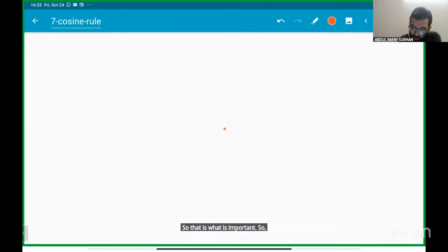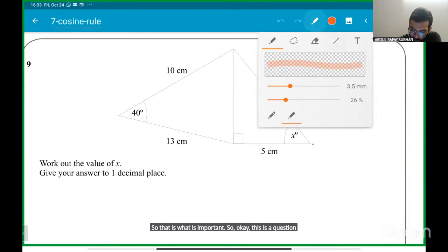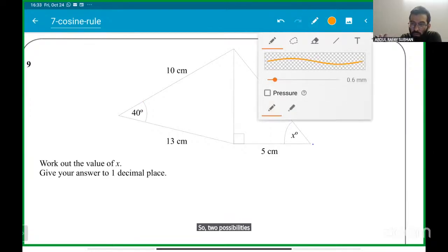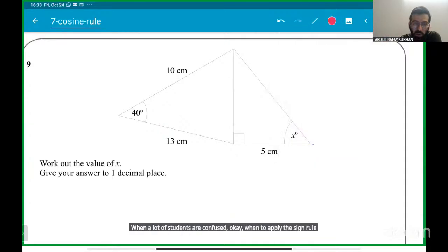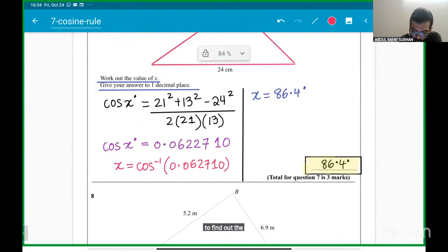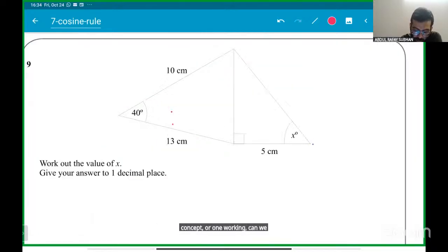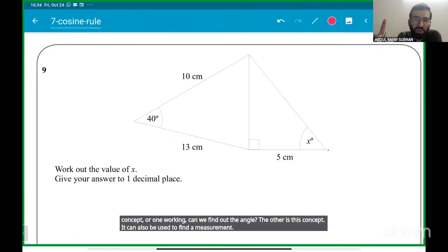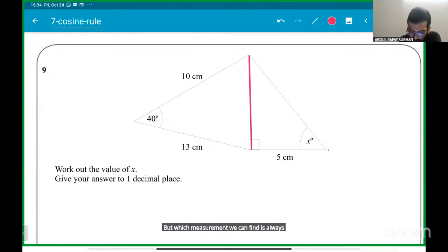So okay, let's do another question. We have to find a measurement. The angle is given. So two possibilities are there. A lot of students are confused about when to apply the sine rule and the cosine rule. What students need to understand is that one working can be to find out the angle. The other is that it can also be used to find a measurement, but the measurement we can find is always the opposite side measurement.